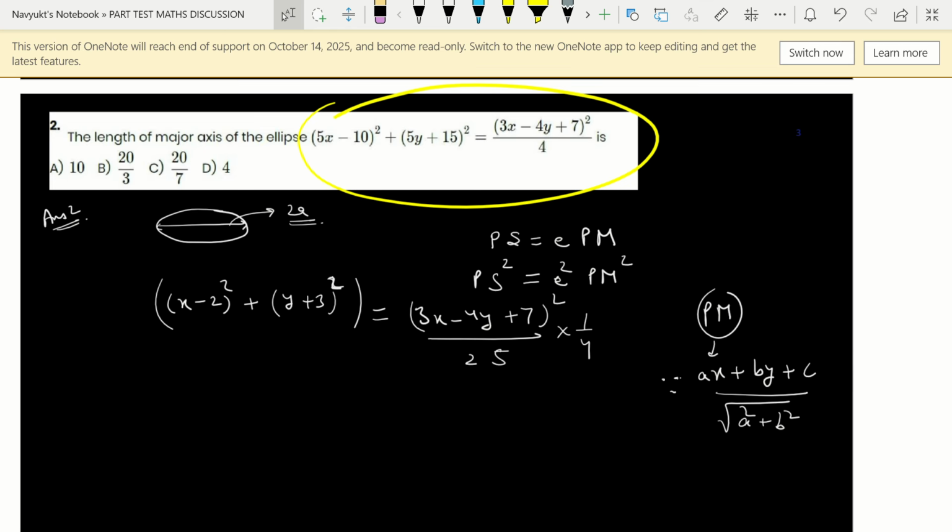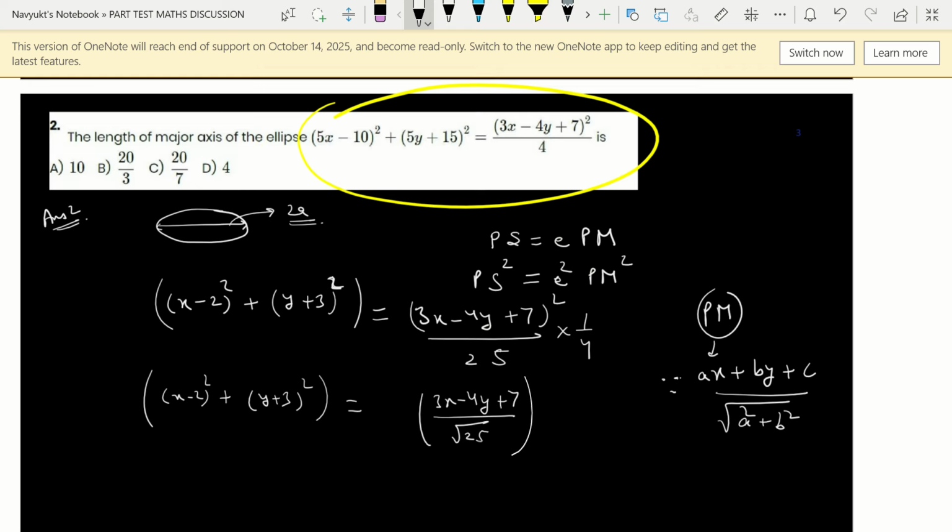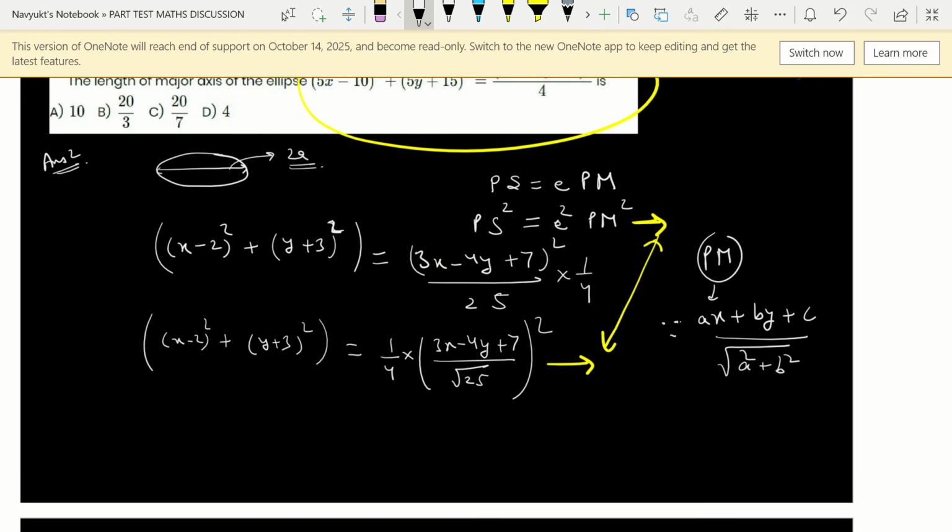So we can rewrite this full equation as (x minus 2) whole square plus (y plus 3) whole square, correct, equals to (3x minus 4y plus 7 upon root 25) whole square into 1 by 4. Now if you try to compare these two, you will get a very simple result that this is in PS square format. Here we have PM square, and whatever is left is e square.